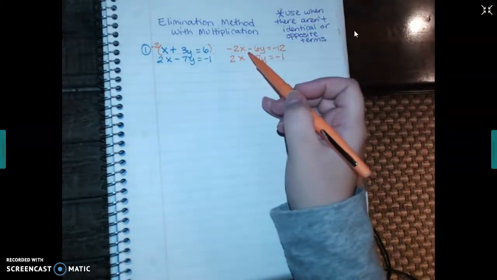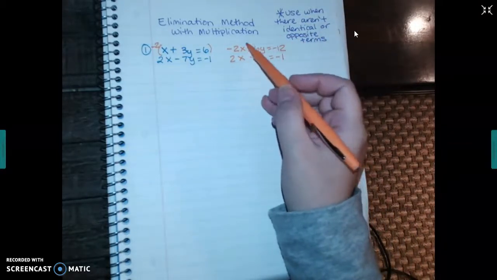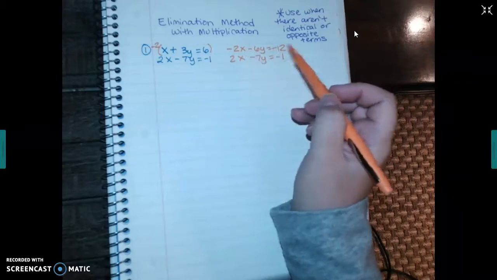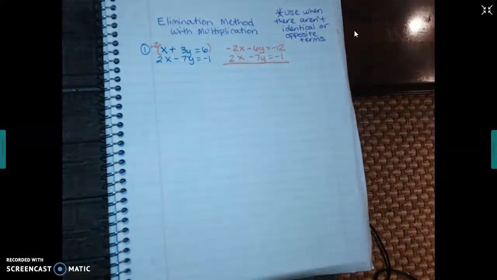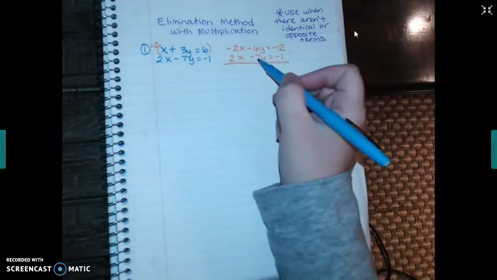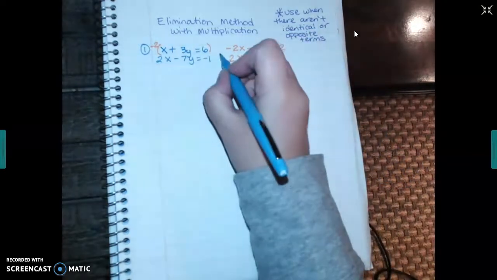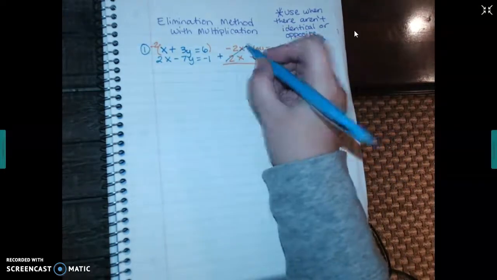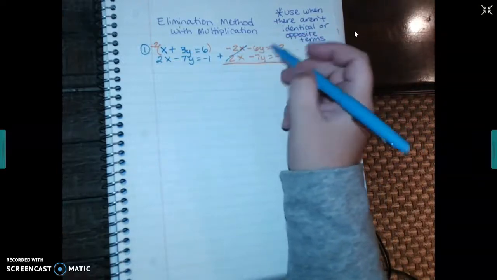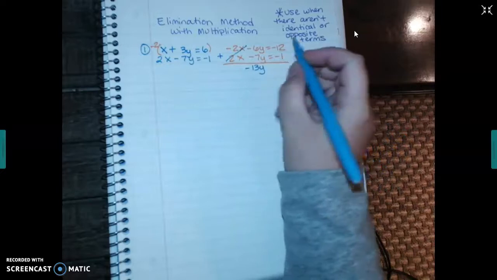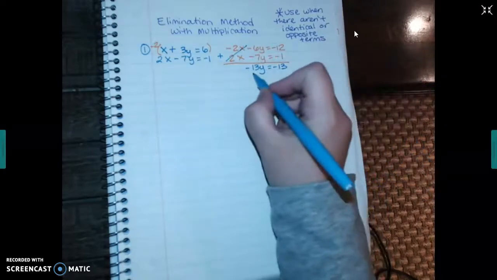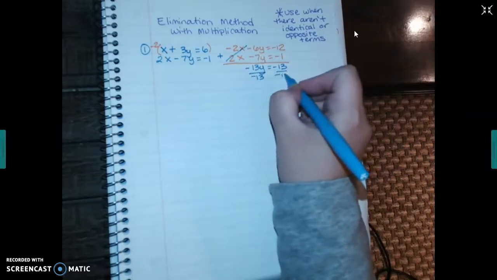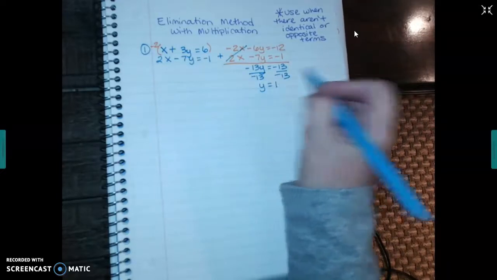Notice now that I've done that first step, you have opposite x terms. Once you have opposite or identical terms, you can proceed with the method we talked about today. I am going to add these two equations together because the x's are opposites. Negative 2x plus 2x would cancel out. Negative 6y plus negative 7y gives you negative 13y. And negative 12 plus negative 1 gives you negative 13. You will then divide both sides by the coefficient, which will then give you y equals 1.